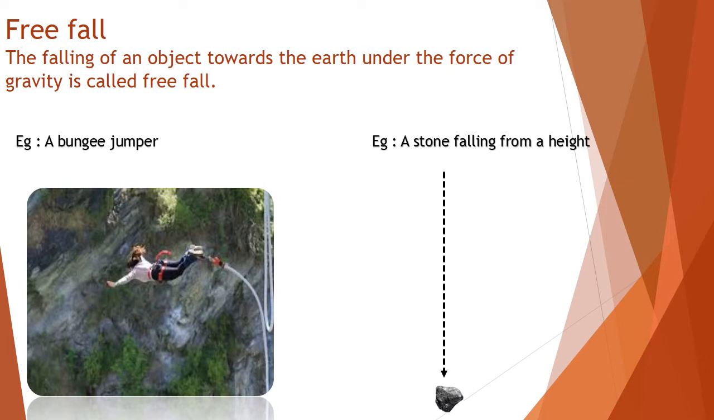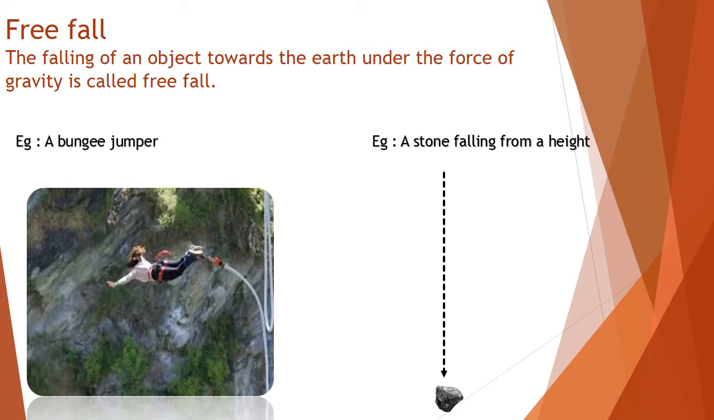When we throw a stone upwards, what happens? It reaches a certain height and then it starts falling down. Or we say the stone falls freely towards the earth, or more clearly we can say that the stone is under free fall. Look at the bungee jumper here. The jumper is falling down only under the gravitational force of the earth, so he or she is said to be in free fall, or we say falling freely.